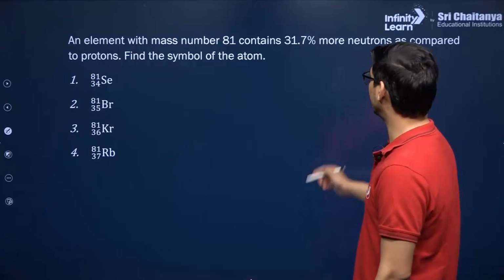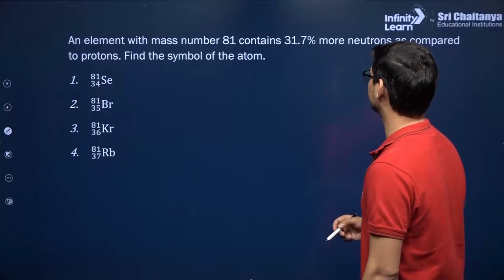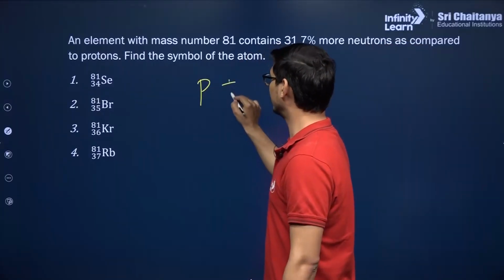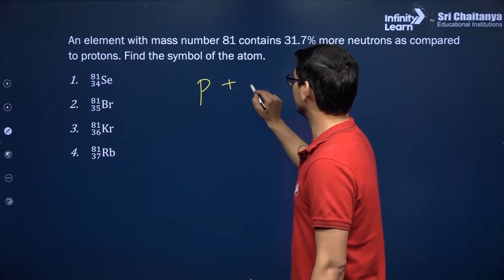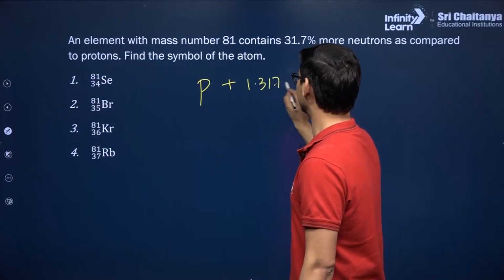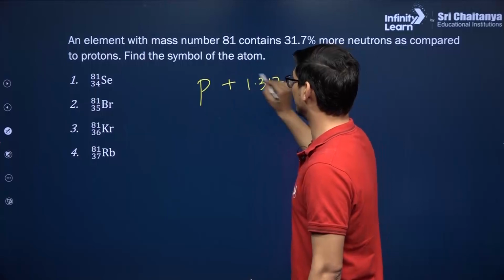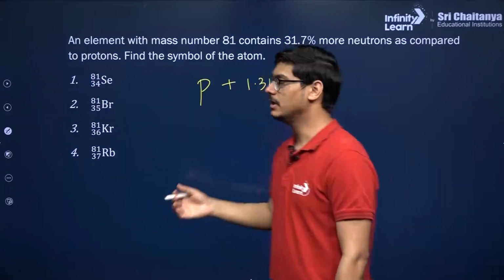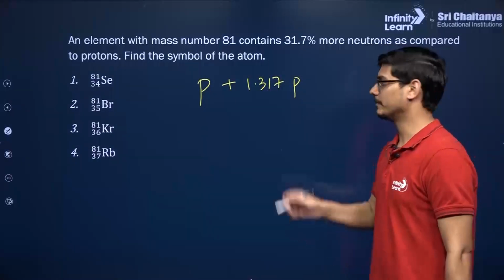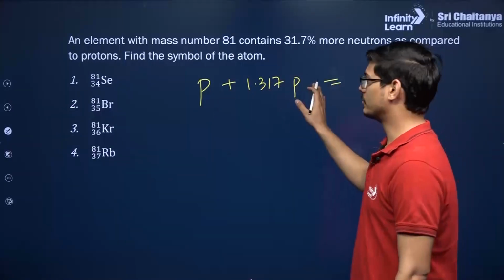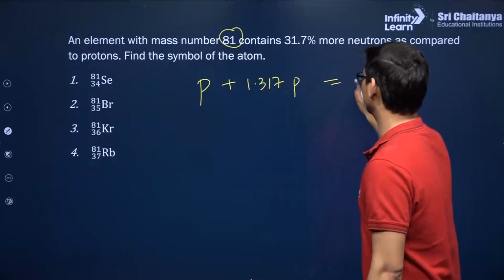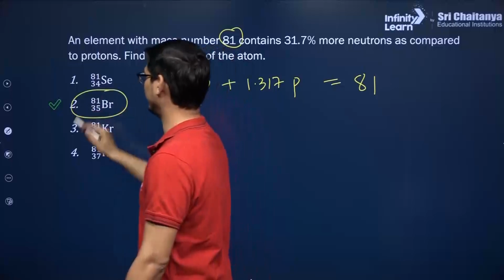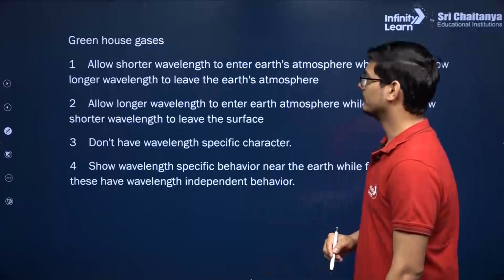In this question, you know that it contains 31.7% more neutrons as compared to protons. So let's call protons P, right. Neutrons will be 1.317 P, right. So this is the number of protons, this is the number of neutrons because they are 31.7% more, so that will be 0.317. Now you guys know the number of protons and neutrons together is nothing but the mass number, which is 81. So solve for this, you will calculate, the answer is 35 Br 81, right. That is the correct answer.